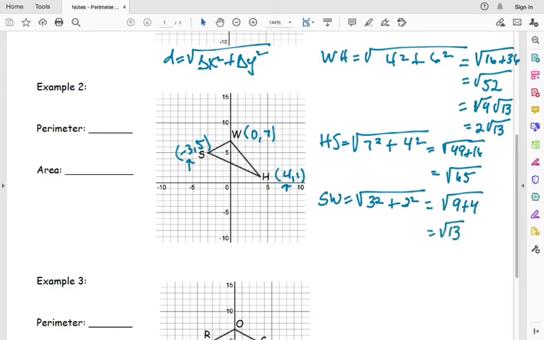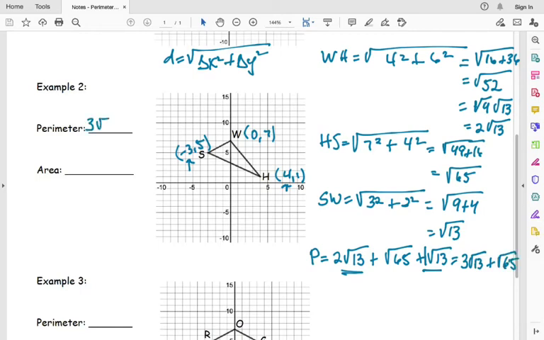Okay, so when I find the perimeter, it's going to be those 3 sides added together. So the first one was 2 square root of 13. The next one was the square root of 65. And the last one was the square root of 13. So we've got 2 like terms here. They both have the same number under the radical. This is understood to have a 1 in front, so you can add those numbers in front to be 3 square root of 13 plus the square root of 65. So this would be an exact answer, in units. The decimal answer for this would be 18.879.